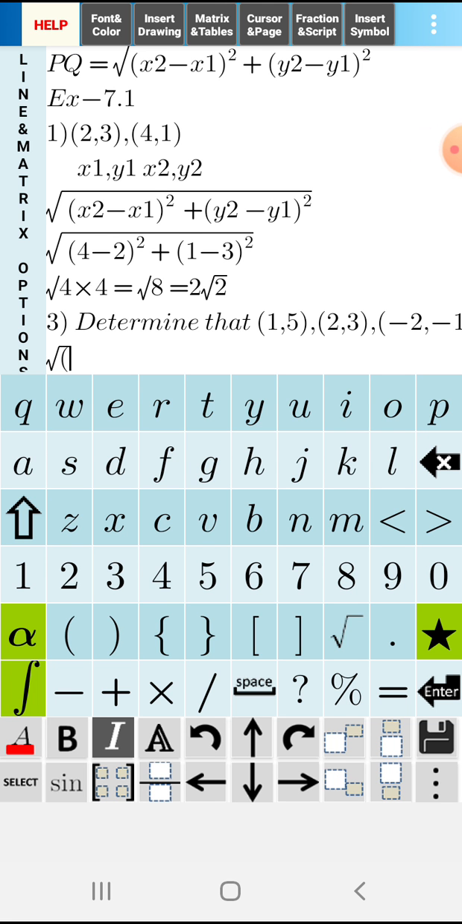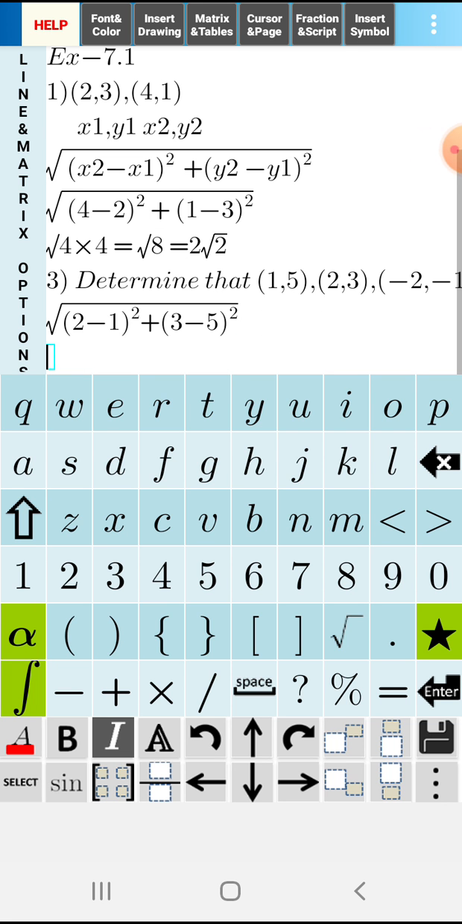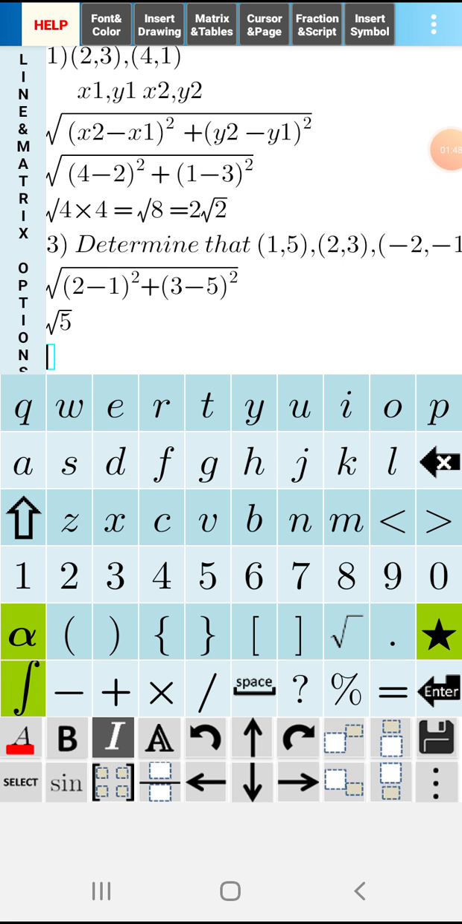So for (1, 5) and (2, 3), x2 minus x1 is 2 minus 1 whole square, plus 3 minus 5 whole square. When you solve this you get 1 square plus 4, so root 5 you get. Next let's take (2, 3) and (minus 2, minus 11).